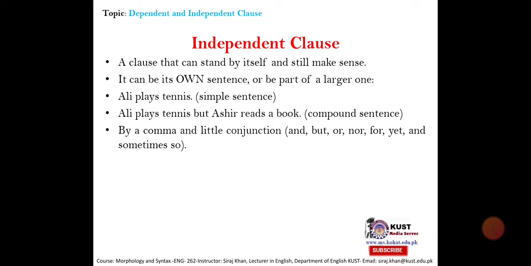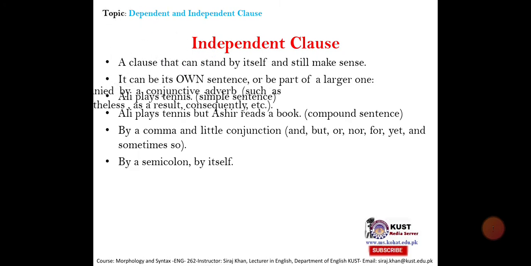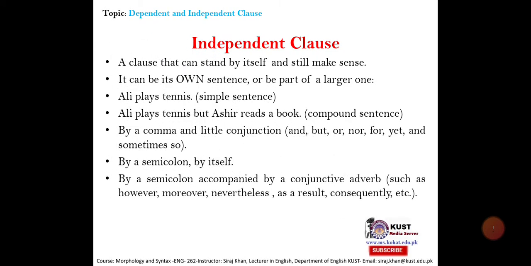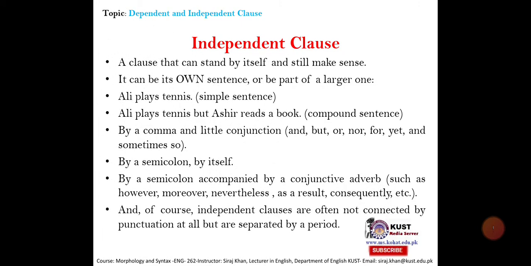a little conjunction: and, but, or, nor, for, yet, and sometimes so. So these are the coordinating conjunctions that can give us a compound sentence. Compound sentences can be formed by a semicolon as well, by a semicolon accompanied by conjunctive adverbs such as however, moreover, nevertheless, as a result, consequently, etc. And of course, independent clauses are often not connected by punctuation at all but are separated by a period.